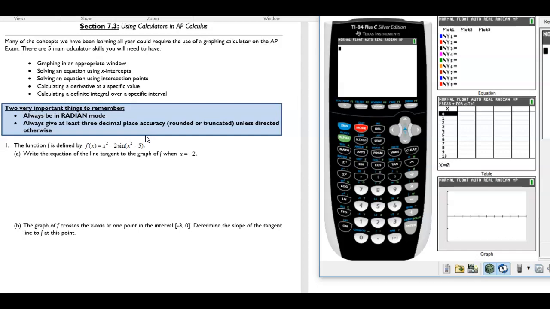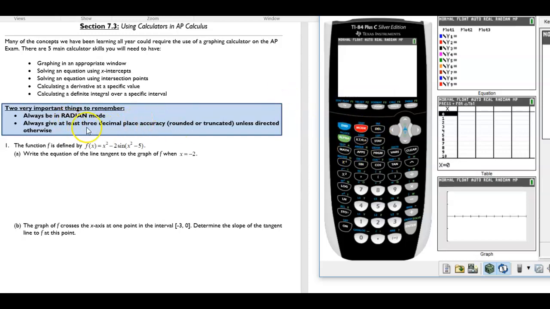There are 2 very important things to remember. You always want to be in Radian mode. The calculator I have here is a TI-84 Plus. I hit the mode button here. I can see it says Radian. I want to be on Radian and not on degree. Sorry, I'm one down. Radian, not degree. So I want to make sure that's highlighted. Your button might be in a different place, but just make sure you're on Radian. It might say rad, R-A-D.